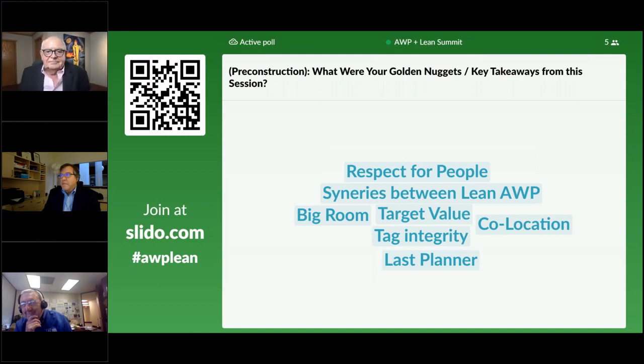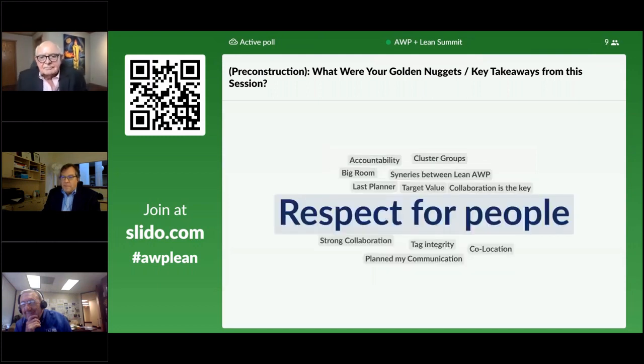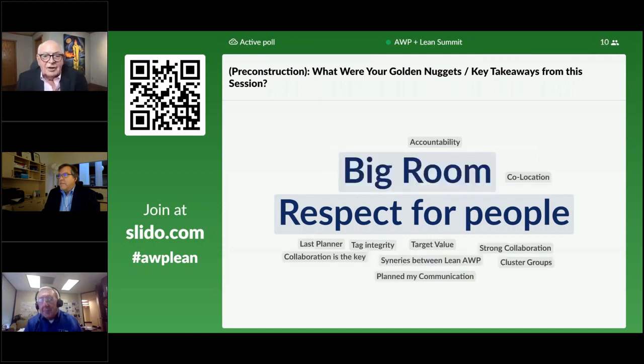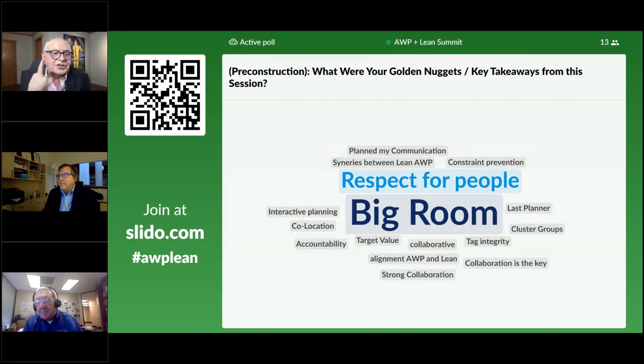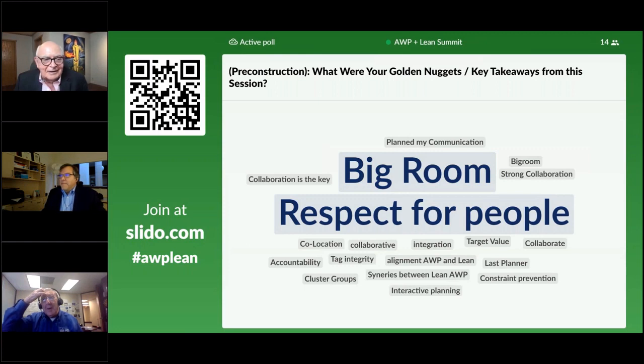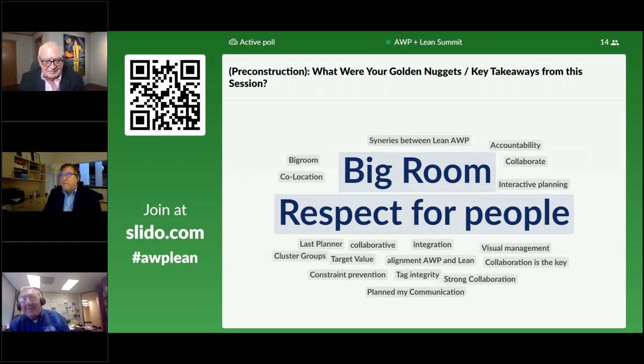I find it interesting that the big room, which is a really popular concept within Lean, in IPD is often called the war room. So we have different language about the same thing. Yeah, and I think different connotations too. We tell people, don't dare call it a war room. This is not a war. You are not the enemy. That's probably something we need to adopt, Dan. Yeah, I agree.